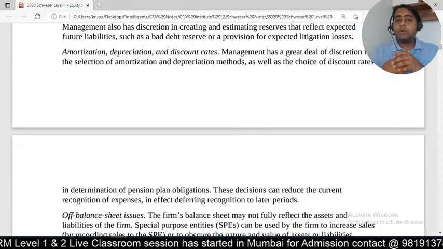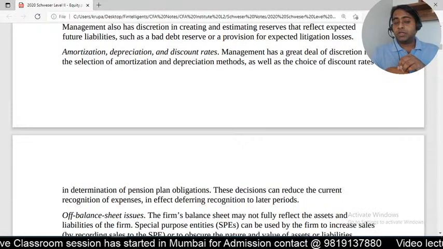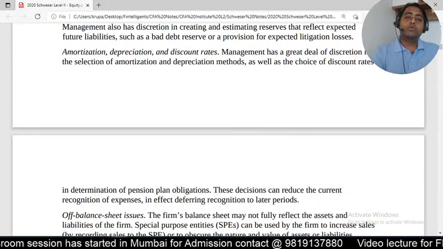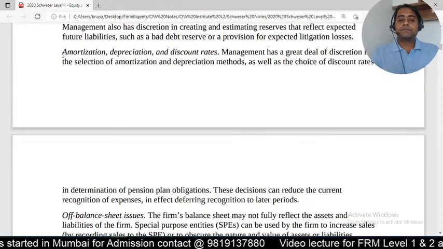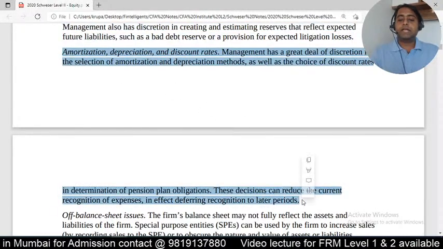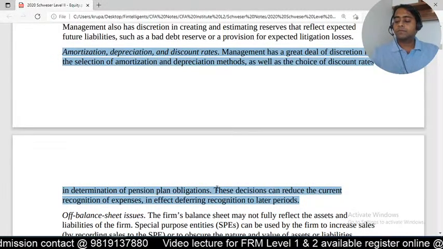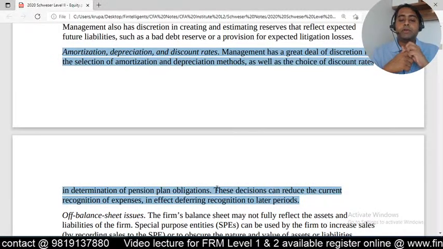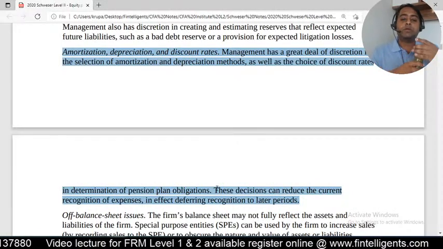If the discount rate that they are choosing is very different and shows a very incorrect picture, then you will not be able to do the equity valuation in a proper way. Read this entire section. In case of a query, kindly put it on the chat section, and completely read this part: amortization, depreciation and discount rate.